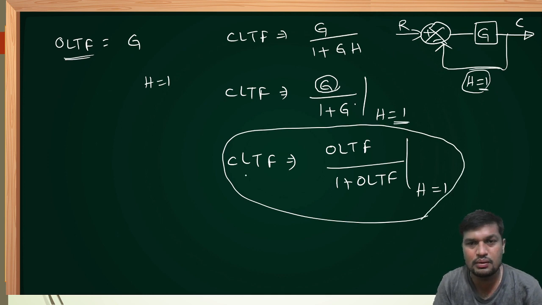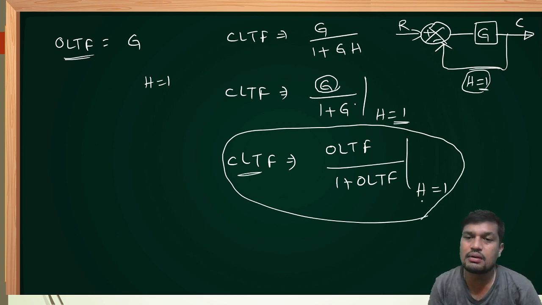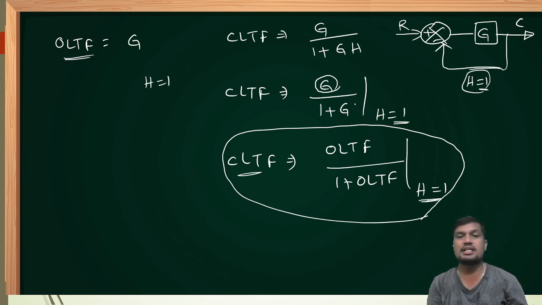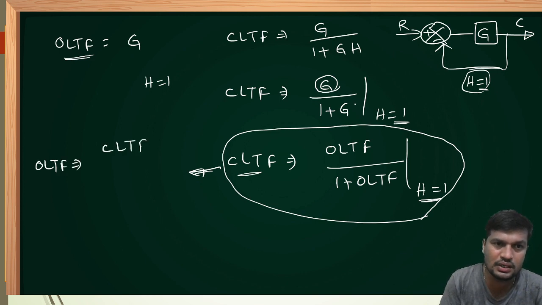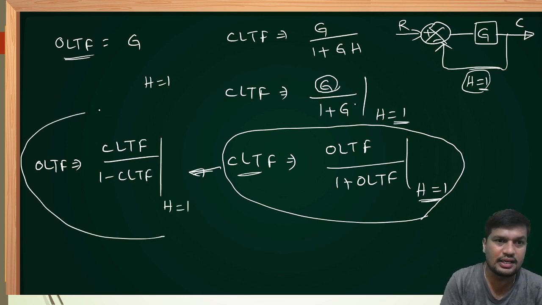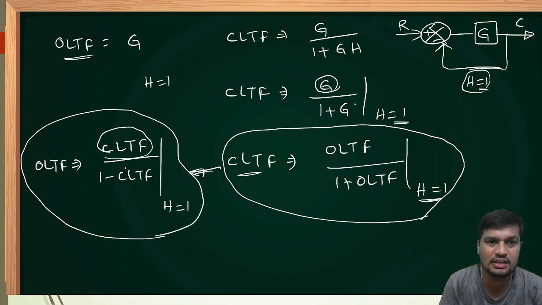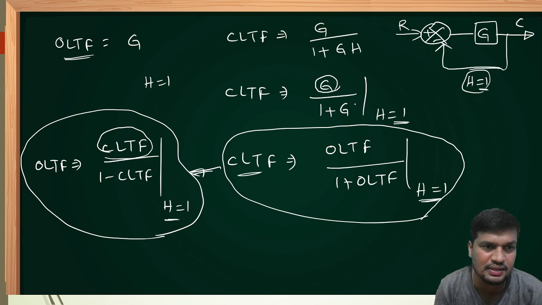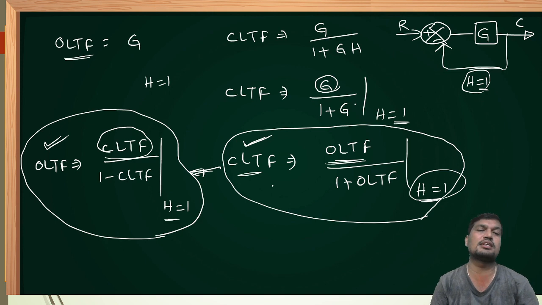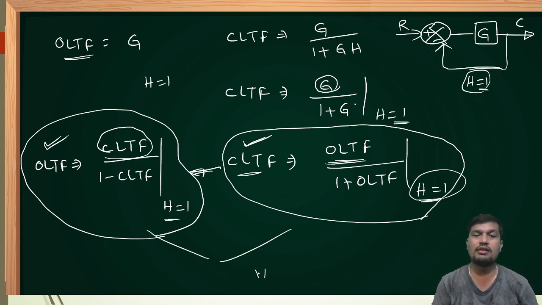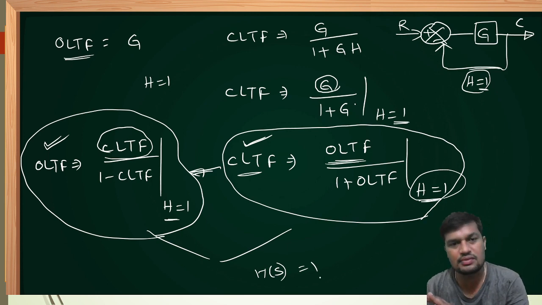This is the relation between open loop transfer function and closed loop transfer function, and this formula or shortcut is valid only when unity feedback is given. Otherwise, we can't apply this shortcut. From this, we can get open loop transfer function as closed loop transfer function upon 1 minus closed loop transfer function when feedback is unity gain. So whenever closed loop transfer function is given and unity negative feedback is given, how to calculate open loop transfer function? Use this shortcut. Whenever open loop transfer function is given, how to determine closed loop transfer function for unity negative feedback? Use this formula. These are the shortcuts, but these two are valid only when feedback value is given as 1. Otherwise, these two are invalid.